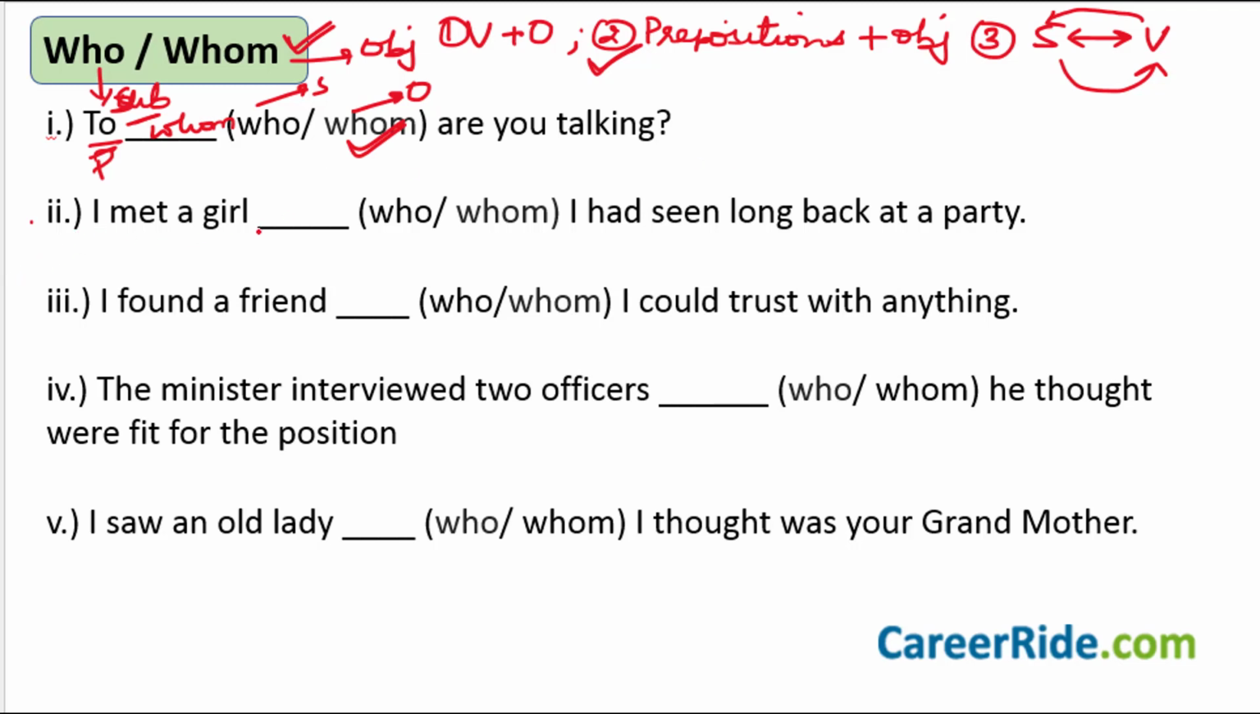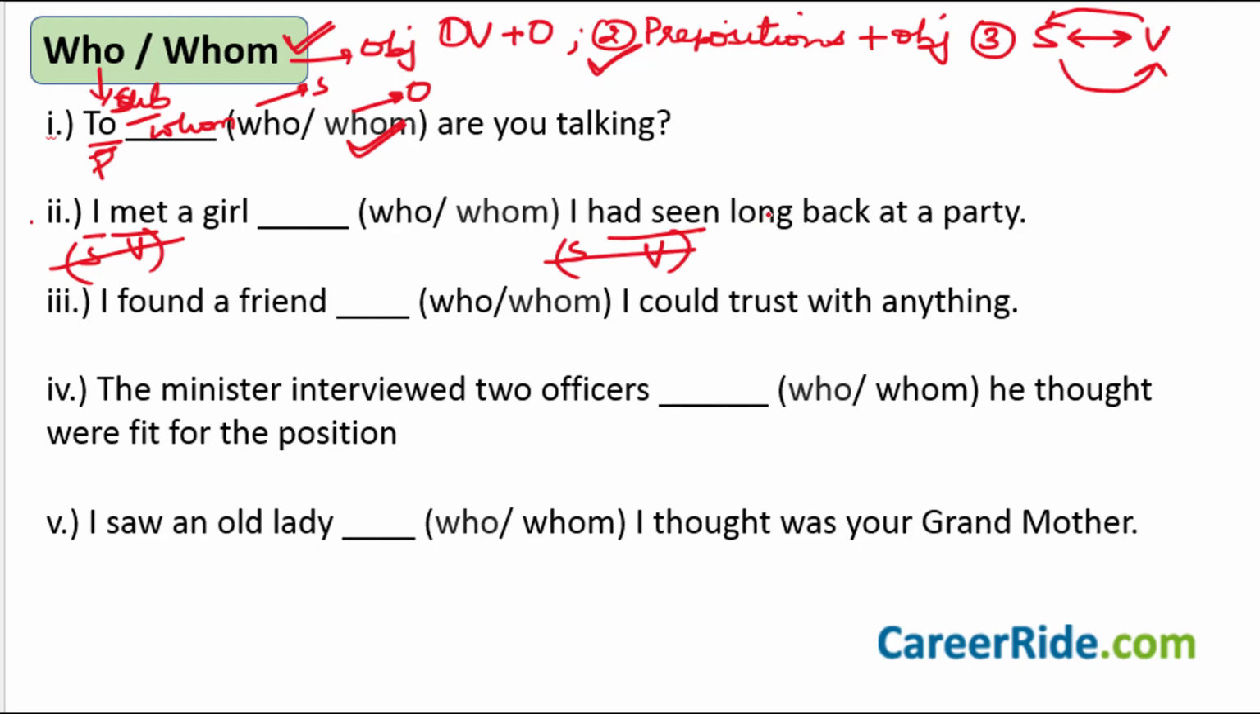Second one: I met a girl dash I had seen long back at a party. Let's start. I met a girl. I see a verb here. And which is the other verb? I had seen. This is a verb here. Long back at a party, no other verb. So does this first verb have a subject? Yes, it has a subject. So this gets cancelled. Now this second verb, had seen, does it have a subject? Yes, it is I, right? So this gets cancelled.